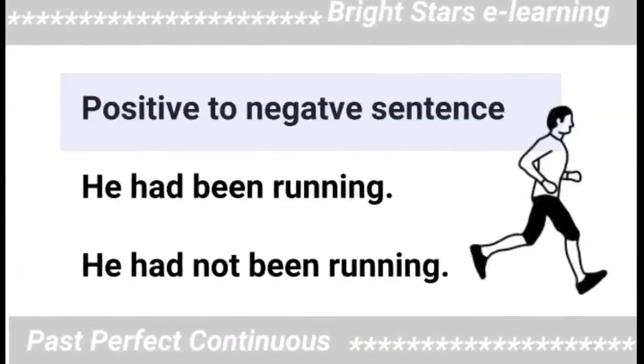Next one, we see positive to negative sentence. What we do, we insert not between had and been, between the first and second helping verb. So we introduce a not. He had been running, so he had not been running.